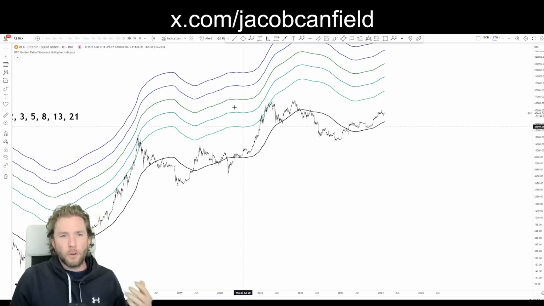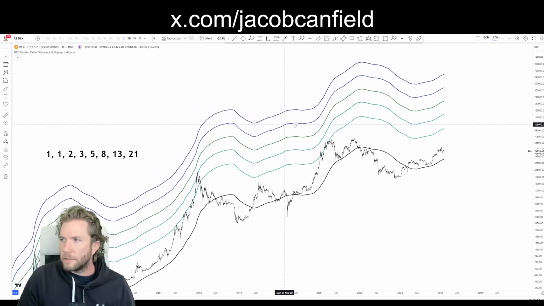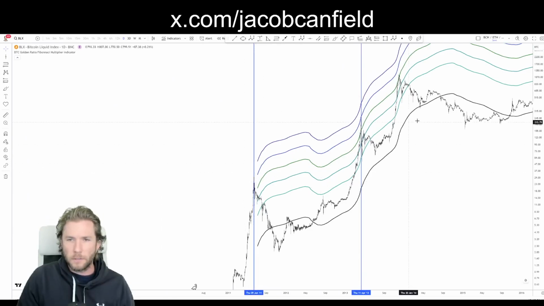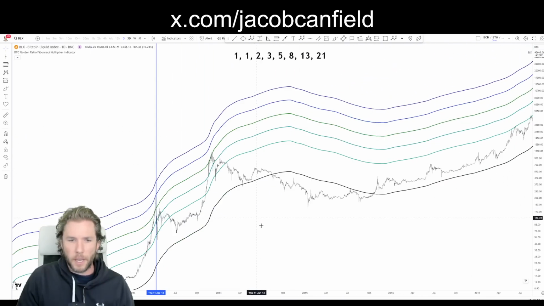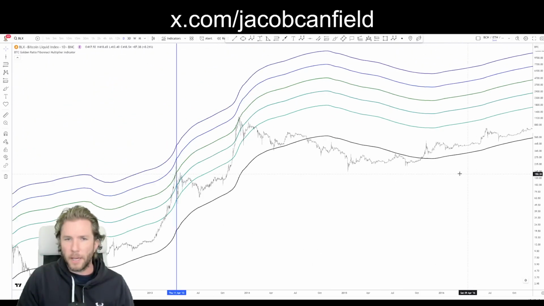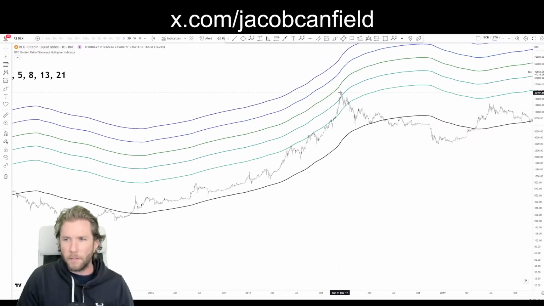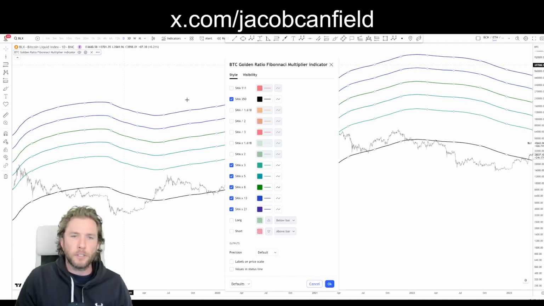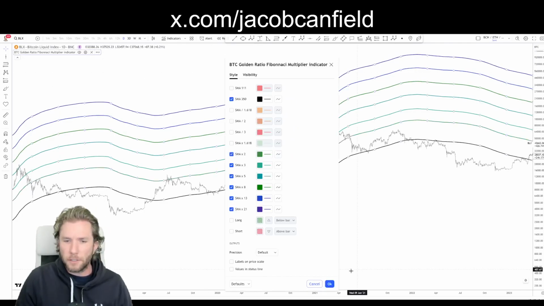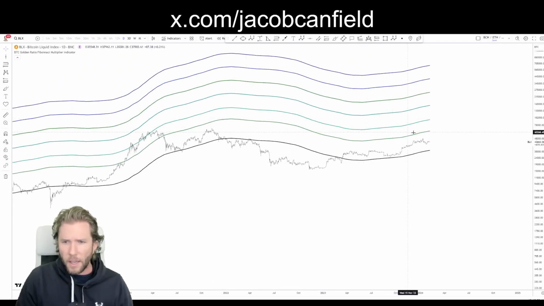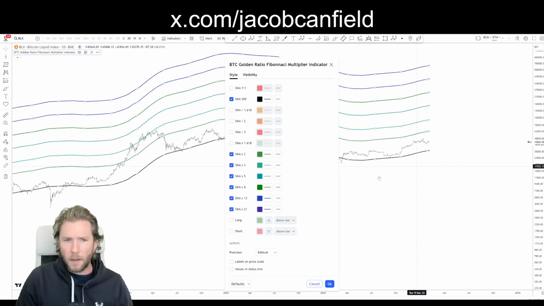So if this theory holds true, we had 21 back here, and then we had 21, 13, 8, okay? And then we had 5, okay? Now we've got 3. So the next golden ratio multiplier should give us our next cycle top, and that's at 2, okay? And that should be this level here.